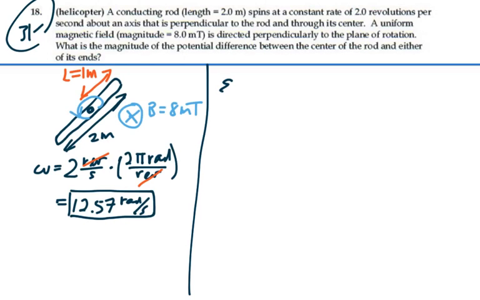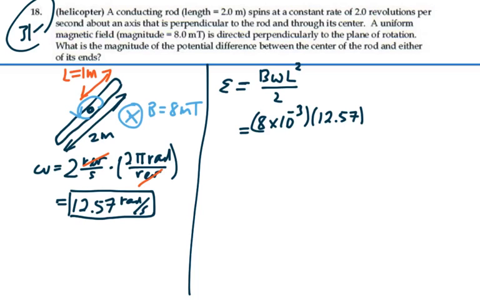Hence, the induced EMF for this helicopter type problem is the magnetic field, angular velocity, length squared, divided by 2. That's going to be equal to 8 millitesla times the angular velocity of 12.57 times the length of 1 meter squared, all this divided by 2, and that's equal to 0.0503 volts.